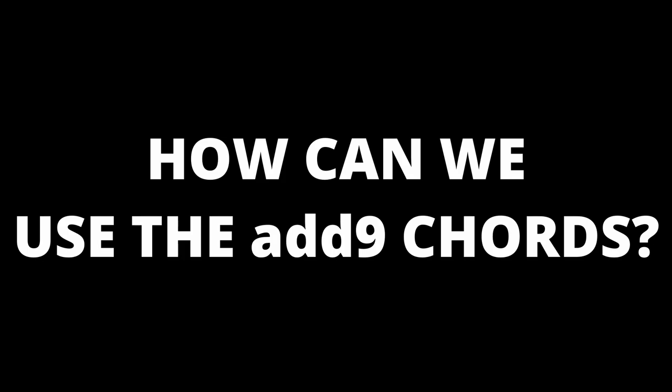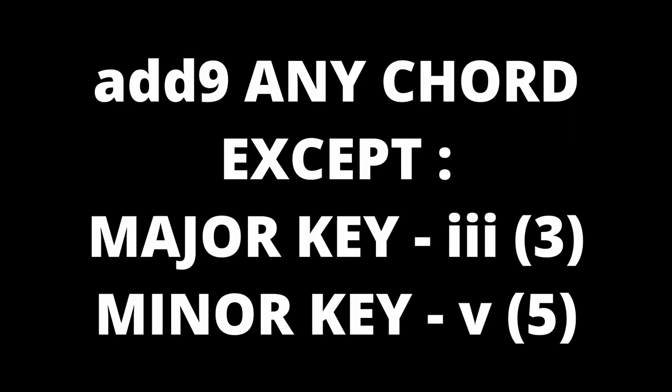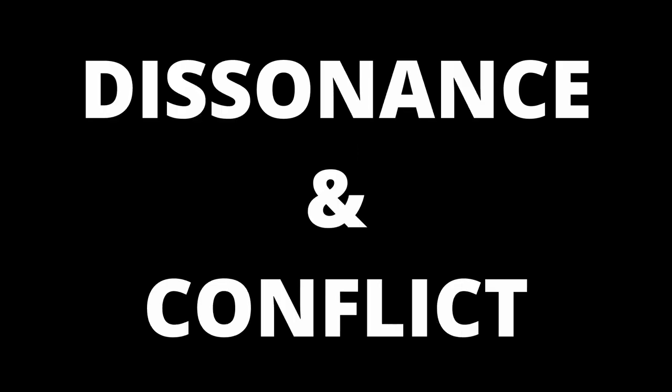How can we use the add 9 chords? You can turn any major or minor triad into an add 9. Generally, add 9 chords will feature as any chord in a major key except for chord 3. In a minor key, this would be chord 5. This is because these chords introduce a note from outside of the key, which can create unwanted dissonance or conflict.